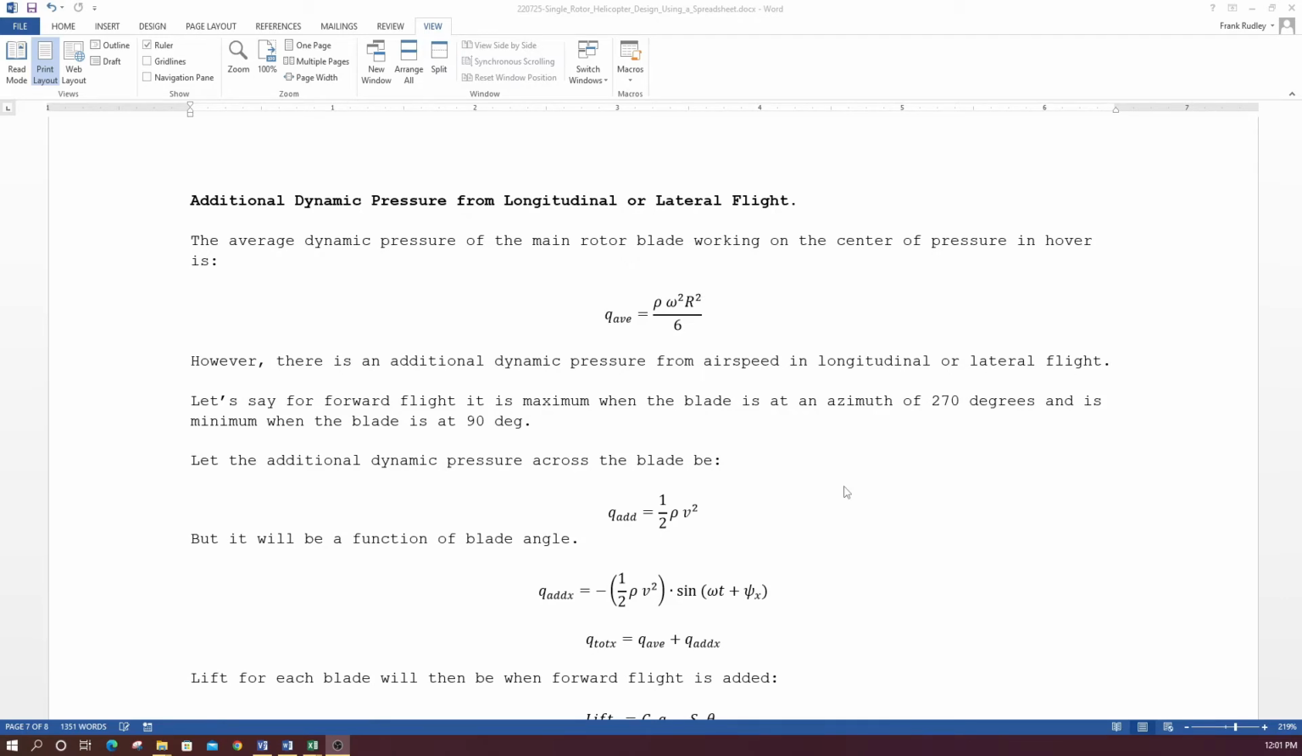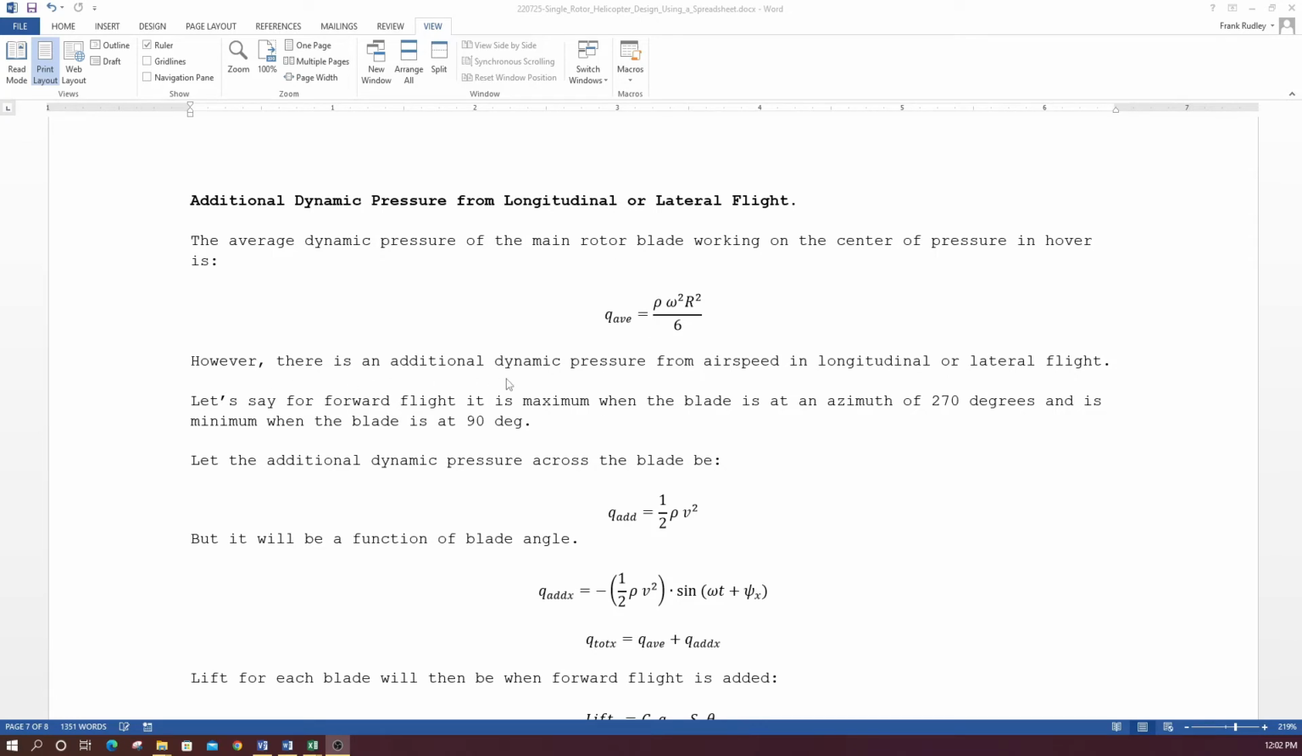So one other thing I wanted to show you is that there's additional dynamic pressure from the motion of the aircraft. So I wanted to talk about that: additional dynamic pressure from longitudinal or lateral flight. The average dynamic pressure of the main rotor blade working on the center of pressure in hover, we computed this previously in a previous lesson. So the Q average is equal to rho omega squared r squared over 6.